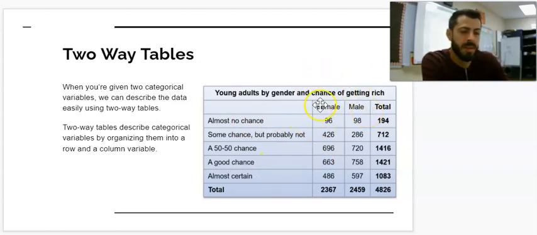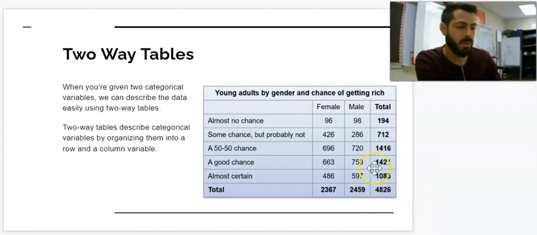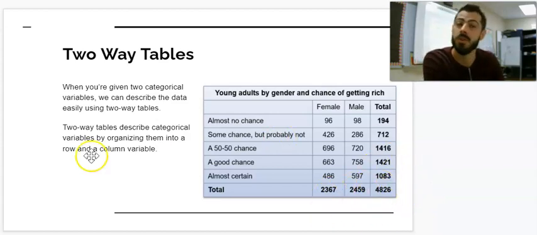So you have male and female on the top, separating it as columns, and then by rows you have how many said that they thought that they were going to get rich and their probability. So you see you have almost no chance, some chance, 50-50 chance, a good chance, and then almost certainly getting rich. And then of course you have the totals on the side and on the bottom. On the side you have the totals for each row, and of course on the bottom you have the totals for each column. And then in the bottom right hand corner you see how many people in total were surveyed. So in this case 4,826 people.